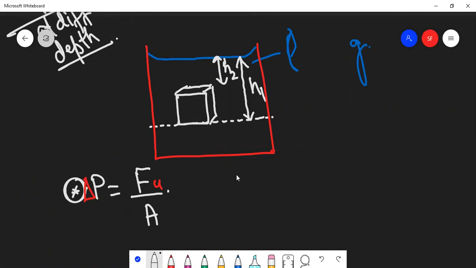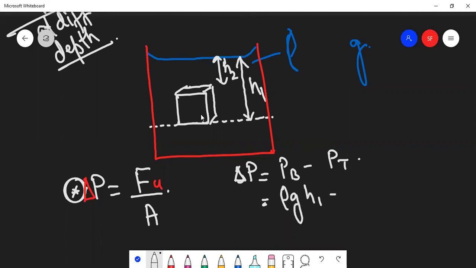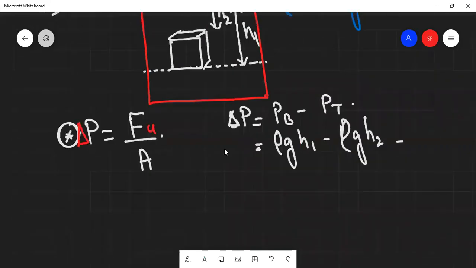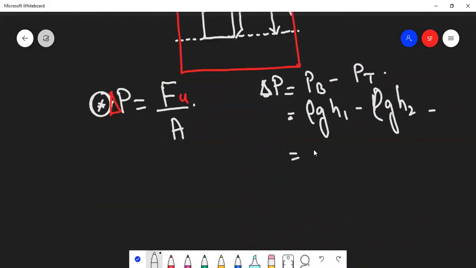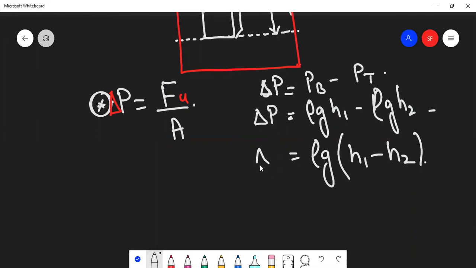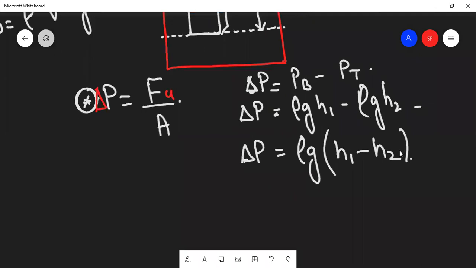The change in pressure is equal to the pressure at the base minus the pressure at the top. The pressure due to fluids is rho g h, right? So rho g h1 at the base, minus rho g h2 at the top. Can I take rho and g common? Yes, I can take rho and g common outside the brackets and leave h1 and h2 inside the brackets. You remember this from math? So now we got the change in pressure in these terms.